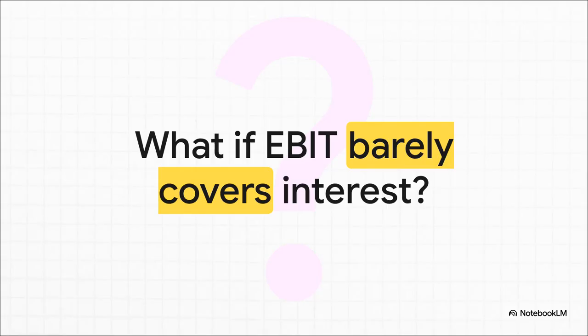But let's flip the script for a second. What if EBIT barely covers interest? Imagine a heavily leveraged company sitting at just a 1.1x ratio. Their earnings are just barely covering their interest payments. Guys, this is incredibly dangerous. Even a minor dip in sales, one unexpected cost, or a slight economic downturn could completely wipe out that tiny 0.1 buffer. And that means they'd instantly start defaulting on their long-term debt obligations. That is exactly why examiners and real-world investors scrutinize this number so intensely.